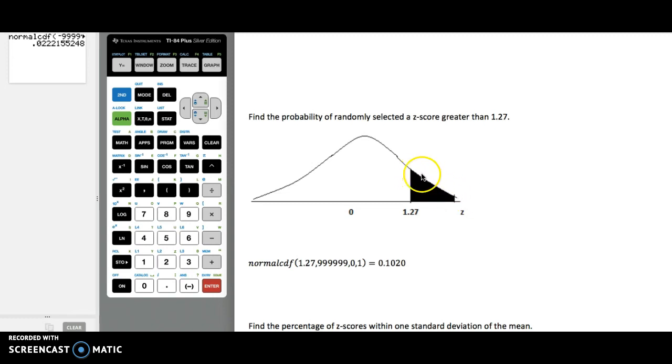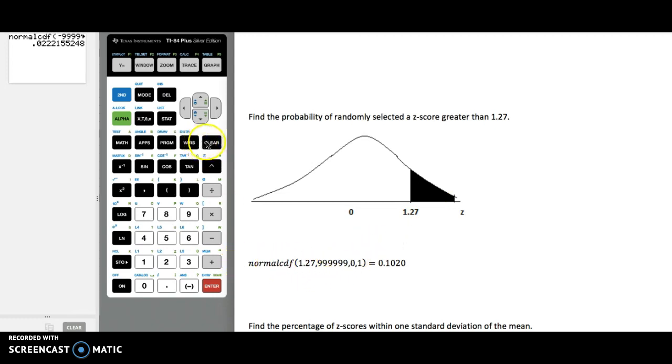And remember, this graph never actually stops. It continues to go on forever. We could think of that as positive infinity. Well, since we can't type that in the calculator, we use a very large positive number. And so from left to right, your shaded region starts at a z-score of 1.27, so that would be the lower bound. And the upper bound, well, you're shading the right region of the graph, so it continues towards positive infinity. So we use the number 999,999. Typically 6 nines are used.